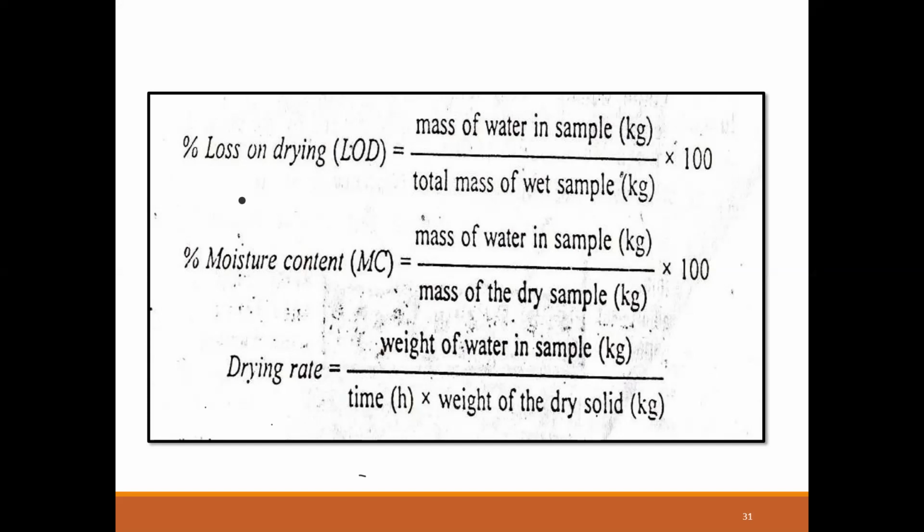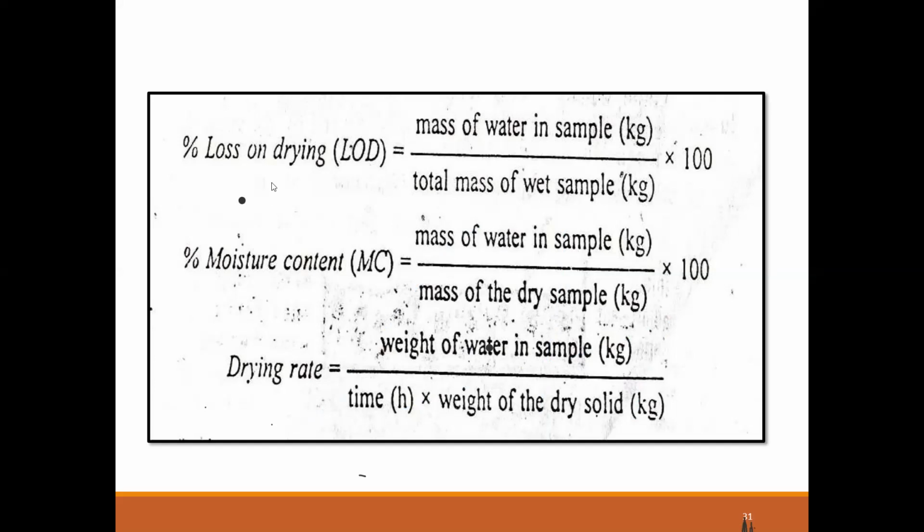Then after this, keep it in a dryer or furnace at an appropriate temperature for an appropriate time. After that, collect the material and weigh it again. The difference between the initial weight and the final weight of that substance is called the mass of the water in the sample, meaning the weight of the water contained in the sample. So this is the LOD.